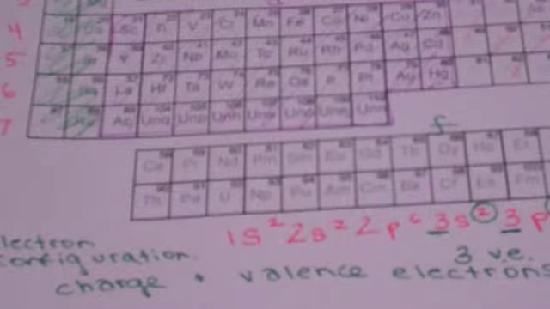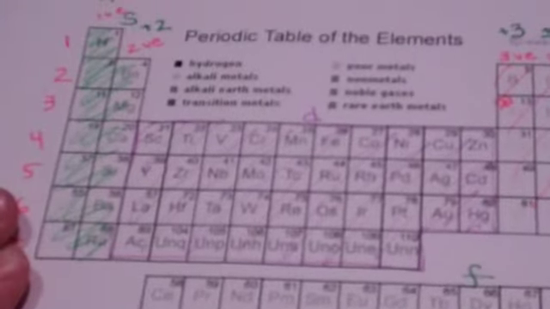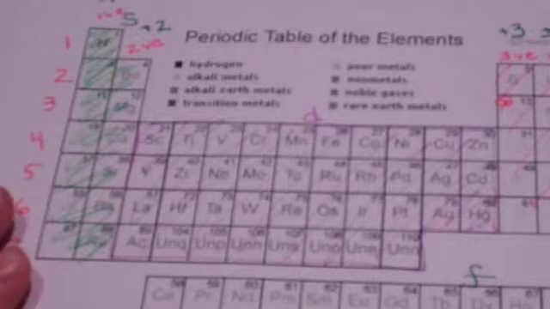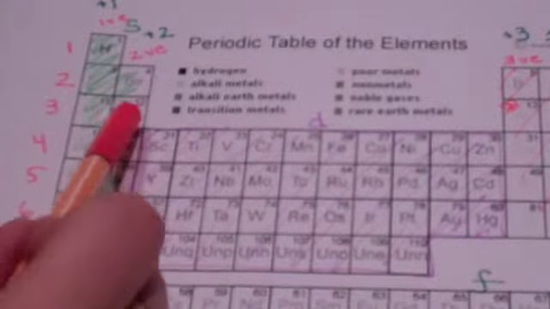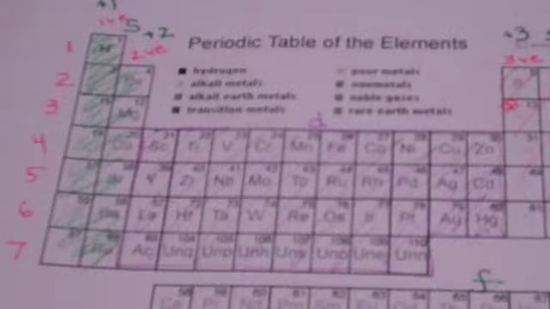Let's say for example I ask you to draw the Lewis dot diagram of magnesium. What you'll notice is magnesium is located right here, so it has 2 valence electrons. All you need to do is write the symbol for magnesium, which is just Mg. Then around it, all you're going to put is 2 dots, and each dot represents 1 valence electron. So you're going to put 1 dot and a second dot.